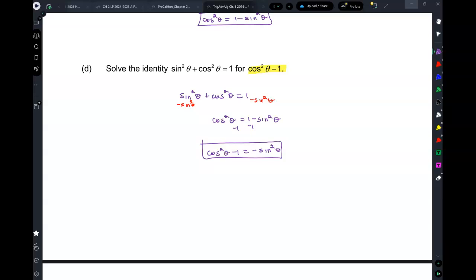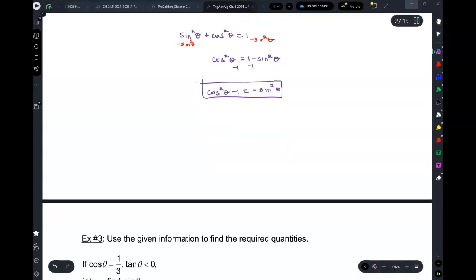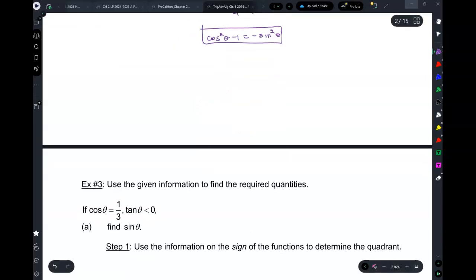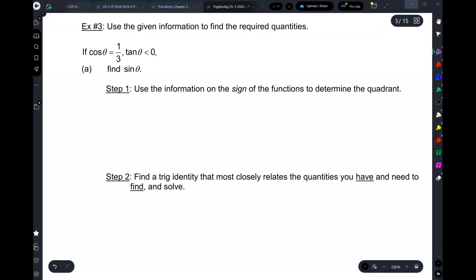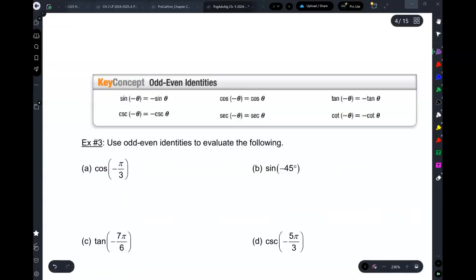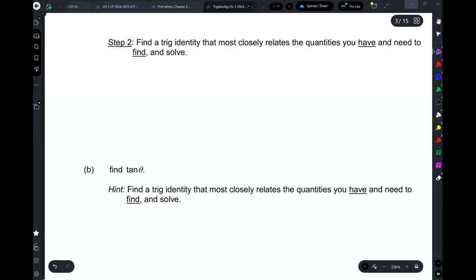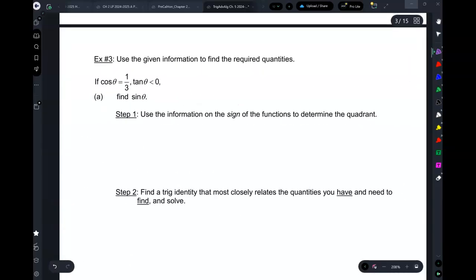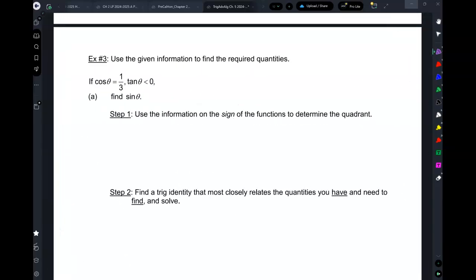Okay. So, moving along. Things are gonna start. All right, we're gonna turn up the dial a little bit.